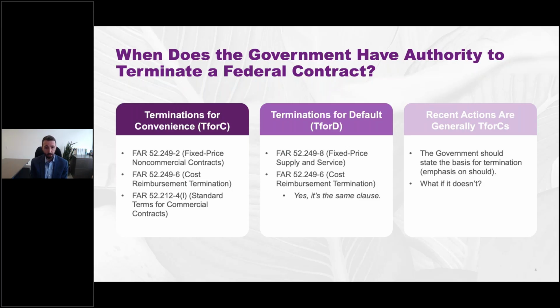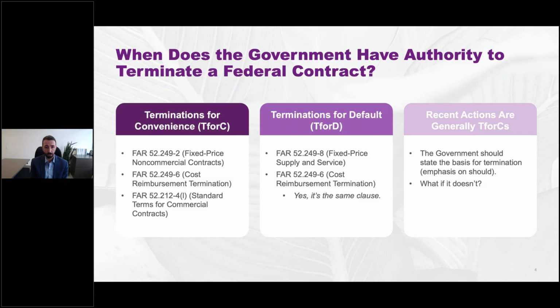The government has two basic flavors of termination authority in most of its contracts. There's some exceptions, we'll get into that in a minute, but there are terminations for convenience and terminations for default or cause if you have a commercial item contract or commercial product service contract.